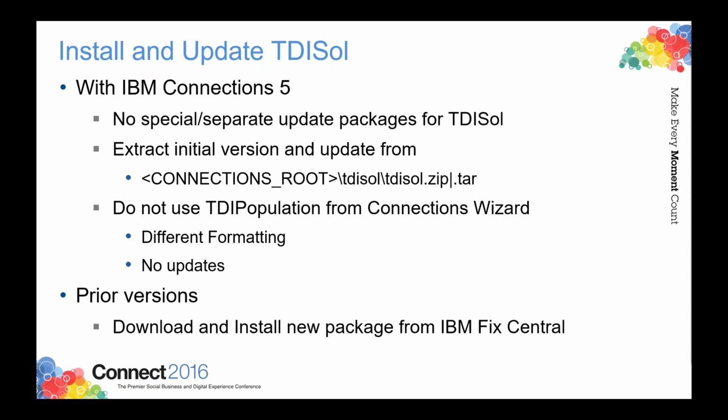I do not like to use the TDI population directory from the wizard, because the Connections wizard from 5.0 is, I think, 1.5 years old. There were no updates within the wizard. They have different formatting, so the property files are harder to read, and it was never updated. So please use the zip file, extract it to your TDI solutions folder, and change the values there.